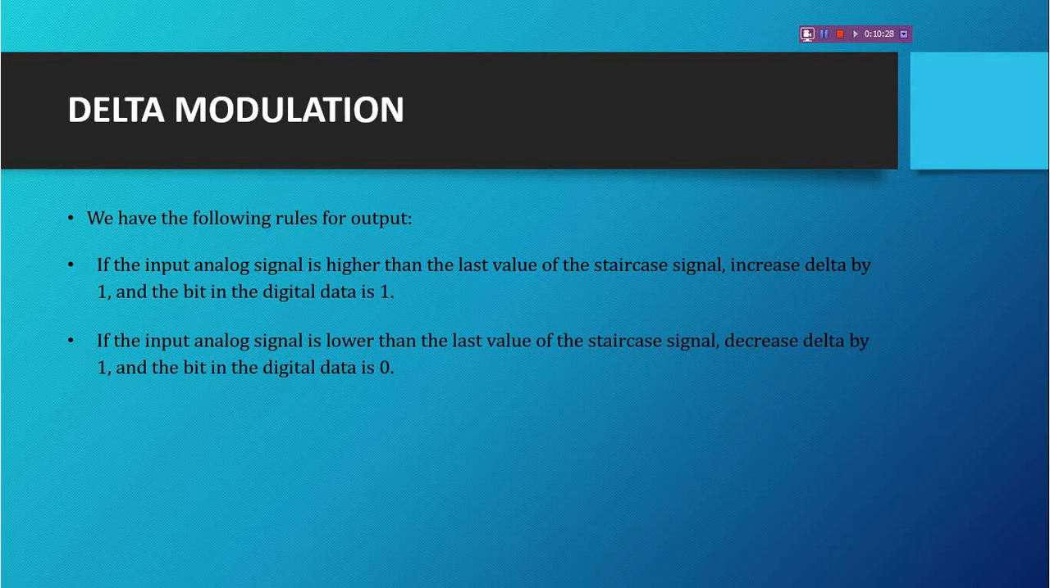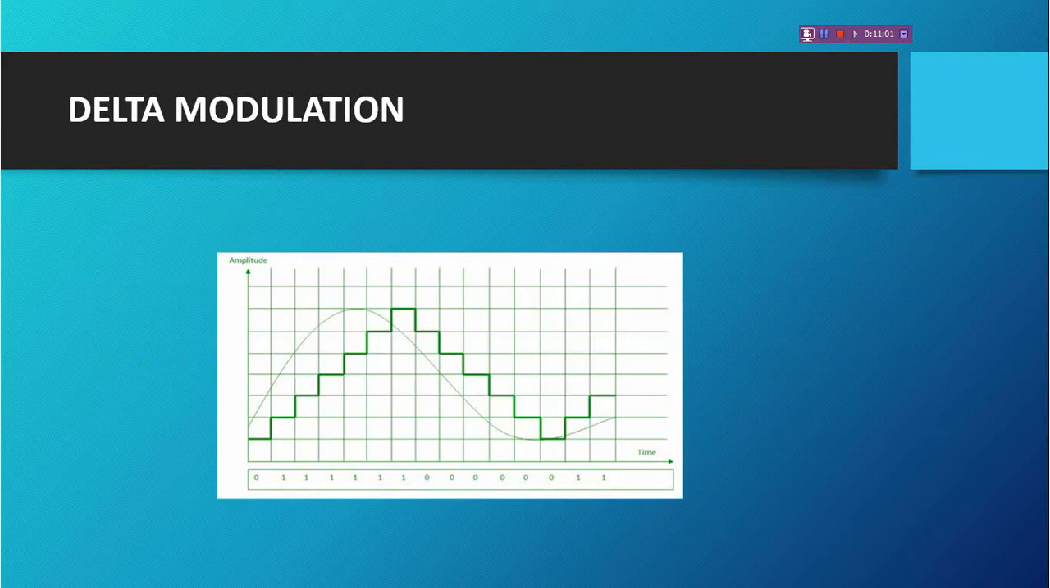And delta modulation has the following rule for the output. If the input analog signal is higher than the last value of the staircase signal, increase delta by 1 and the bit in the digital data is 1. Okay, if the delta is increased, then it will be 1. If the input analog signal is lower than the last value of the staircase signal, then it decreases delta by 1, and the digital data will be 0. Okay, so this is the delta modulation process.